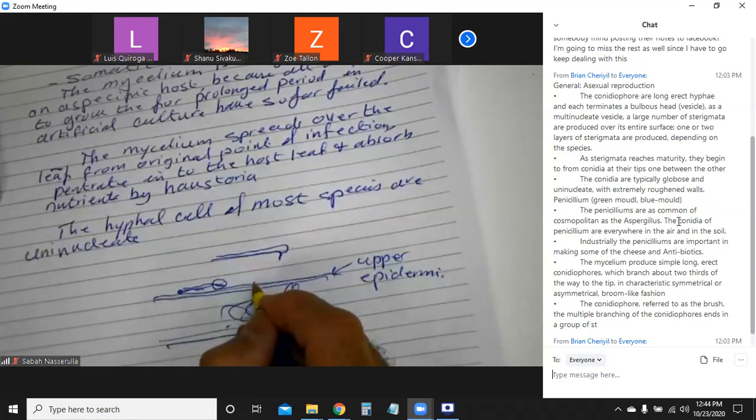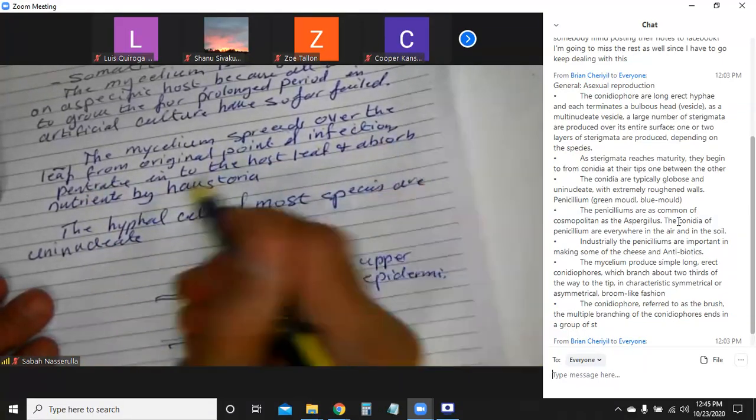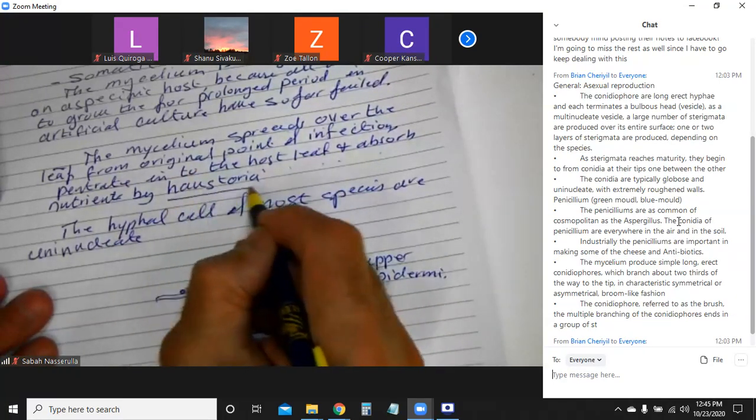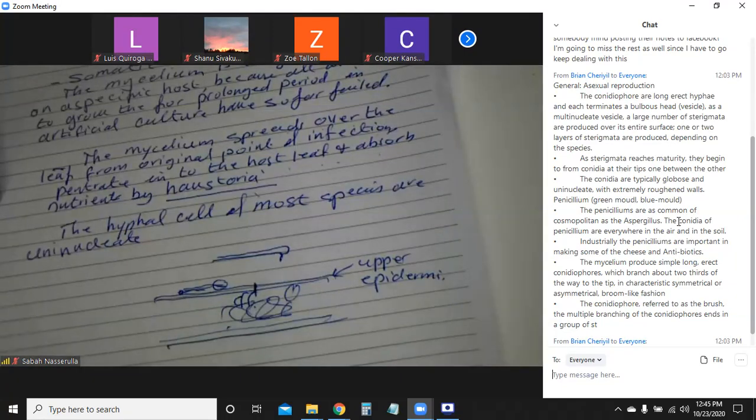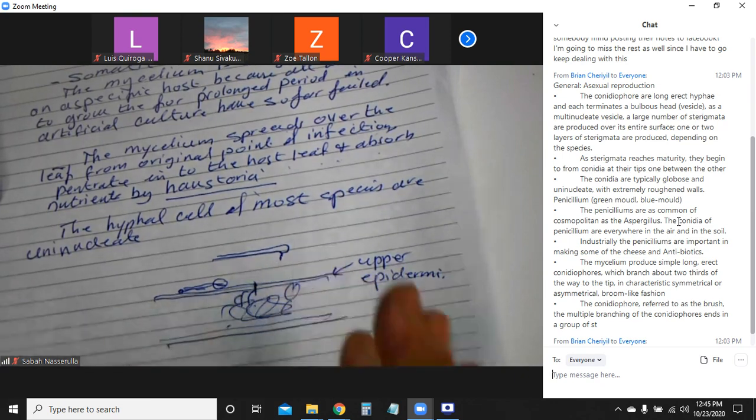Then they push themselves inside, because they have to crack the cuticle and the epidermis, and of course they produce enzymes to dissolve it. Then they go inside and separate between the cells, and that's what is mentioned here. The mycelium spreads over the leaf from the original point of infection, penetrates into the host leaf, and absorbs nutrients by haustoria. Haustoria are the hyphae which are specialized in absorbing the nutrients. Basically, that is shown to you here.